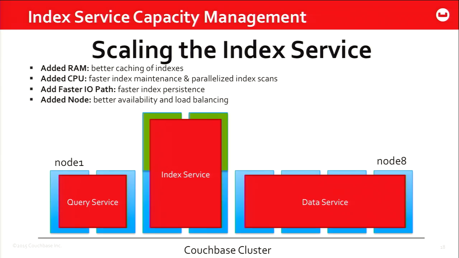You can control the hardware you allocate to it. And why would you do that? Well, it turns out there's a couple of reasons. One of them is you can actually add more RAM and give the indexing service a little more RAM. That actually will help cache the indexes in memory.